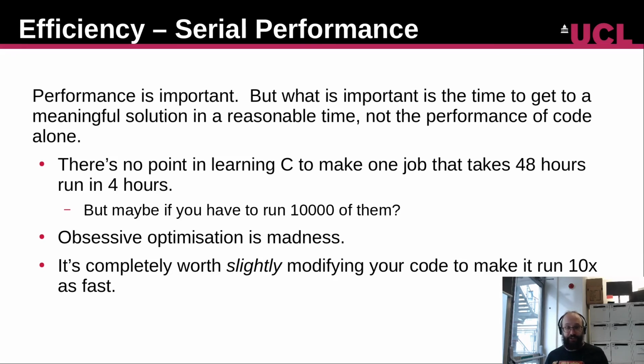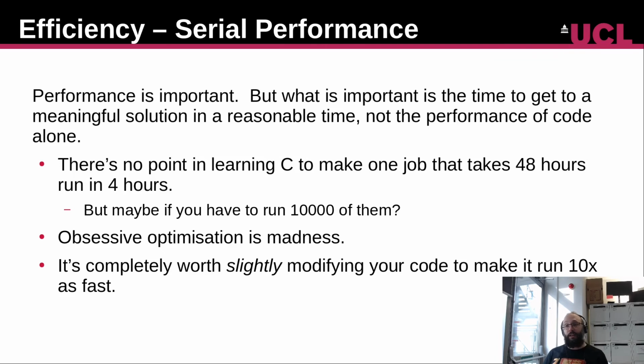Lots of people who get interested in computational science care about the actual speed of the code. What you really want is: I've had an idea, I set off my experiment, and I get the result as quickly as possible. So if you're comfortable writing code in Python and you've written the code, there's no point at all, if you're just going to run it once, in learning C to rewrite it in C. It might be worth it if you're running it 10,000 times, or 1,000 times.